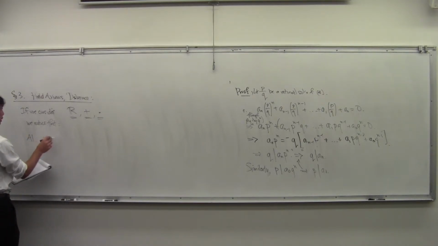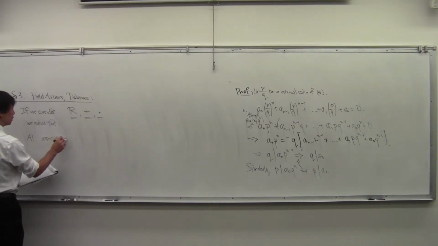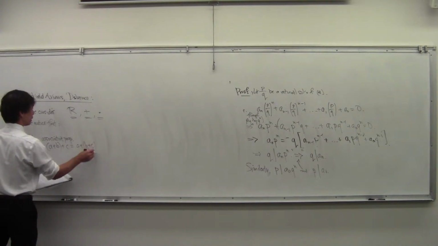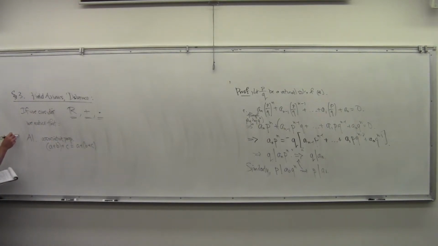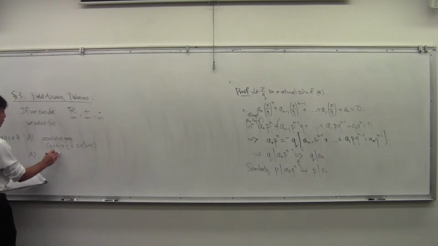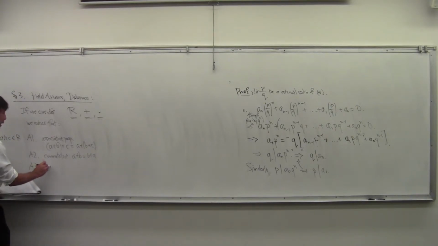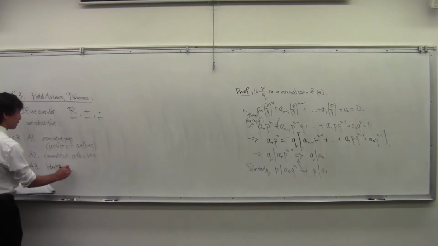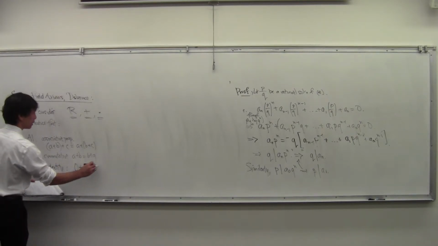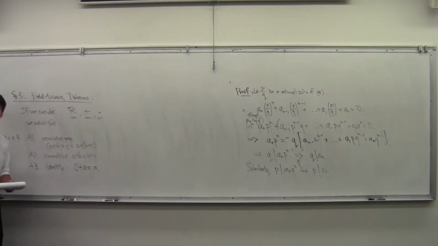One, you have an associative property for addition, right? A plus B plus C equals A plus B plus C, where A, B, and C are real numbers. You have a commutative property, right? A plus B is B plus A. You have an identity element. There's something that you can add on, so this is called the additive identity. There's something that you can add on and it doesn't do anything, right?